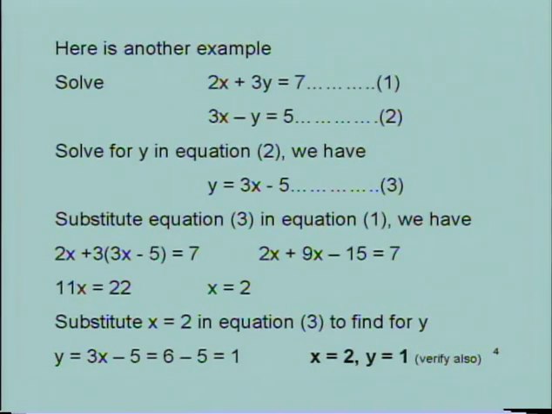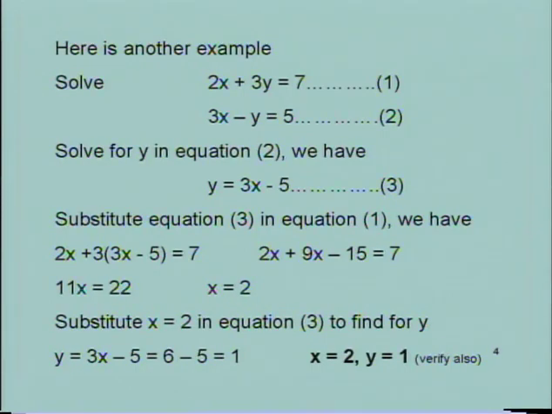solve 2x + 3y = 7, first equation. 3x - y = 5, second equation. Solve for y in equation 2. It's easier to pick up y from equation 2. If you solve for y in equation 2, or you make y the subject of the formula for equation 2, we will have y = 3x - 5. Call that our third equation.